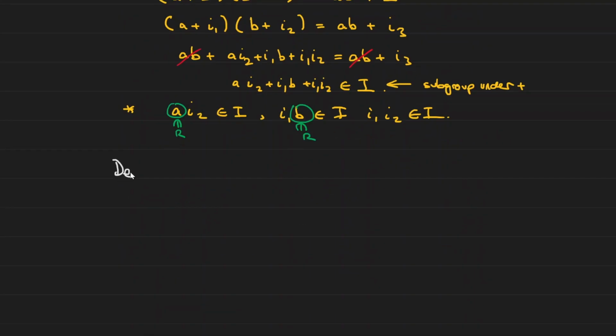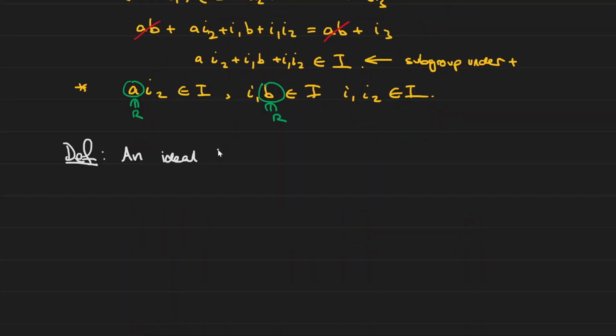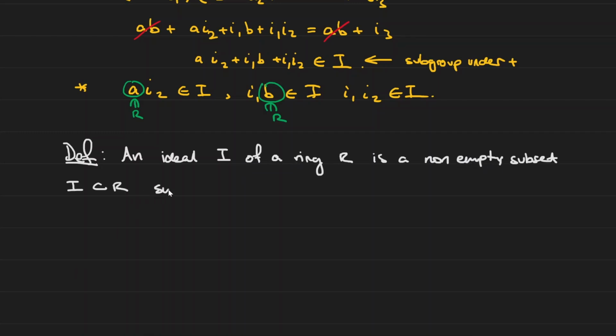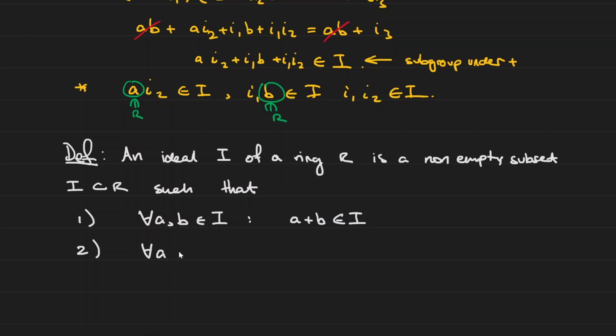So this leads us to the definition of an ideal. An ideal I of a ring R is a non-empty subset I in R such that the following hold. First of all, for all A, B inside of the subset I, it must be that A plus B is also in I, so it's closed under addition. Second of all, for all A in your ideal I and r inside of your ring, it holds that r times A is inside of the subset I. And that's precisely the definition of an ideal.